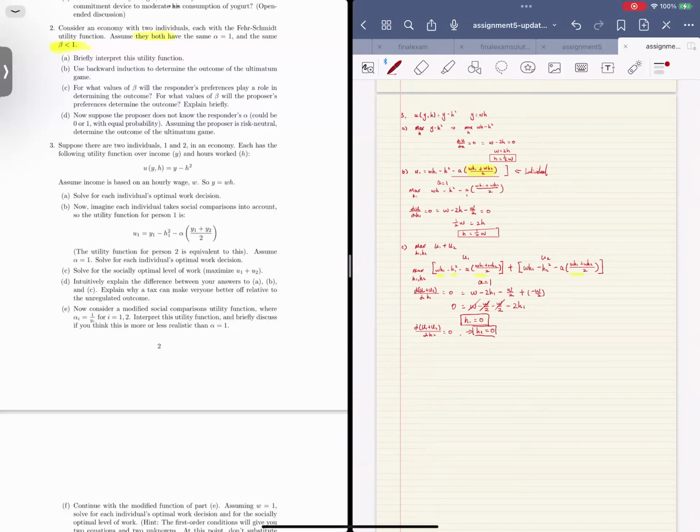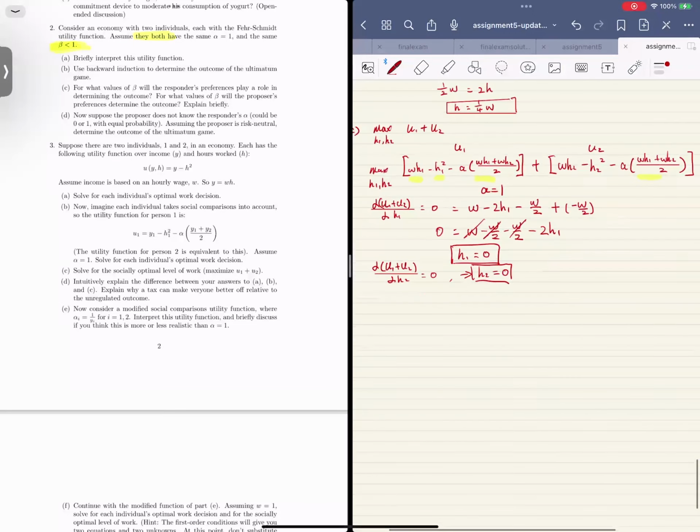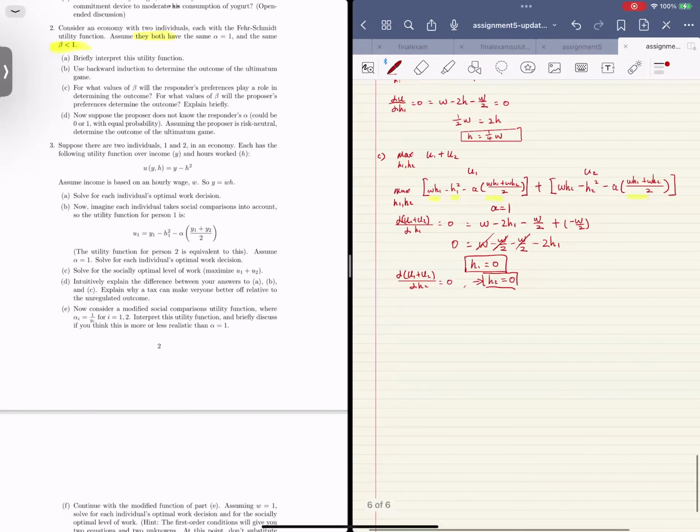You should look over the paper on how exactly the mechanism works and how this is applied to social policy. But for now, I'm just solving the question, not trying to give you intuition. The intuition should be in class. That's it for C, for the social optimal level.